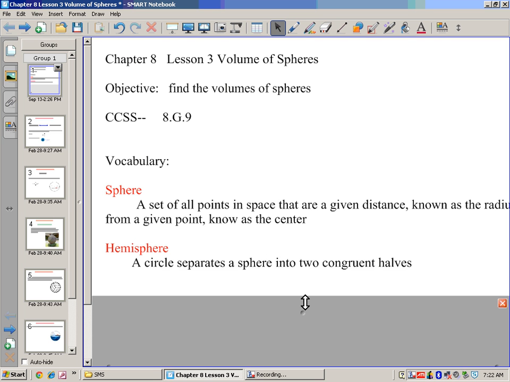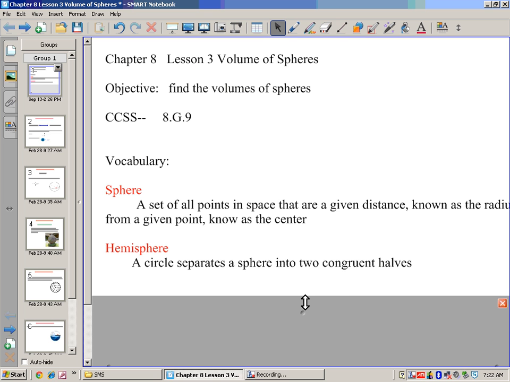And our second definition for this lesson is hemisphere. A circle separates a sphere into two congruent halves. Hopefully you know examples of each. A sphere, an example would be a basketball or a globe of the earth. And then the hemisphere, you've seen the earth cut in half, either northern hemisphere or southern hemisphere or western or eastern hemispheres. That would be an example of a hemisphere.